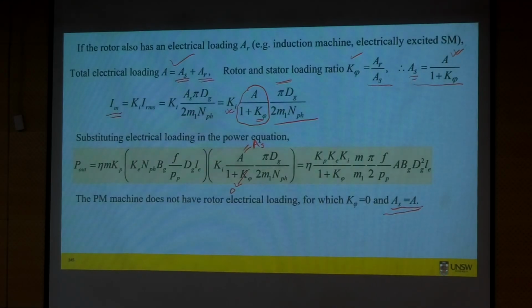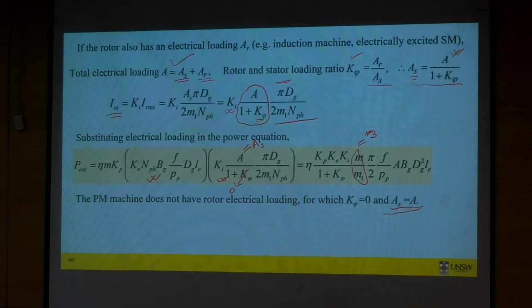Now if we combine the EMF part and the current part, you can see all the factors. You can calculate each one of these factors now. And if you have a three-phase machine, this simply becomes equal to M.